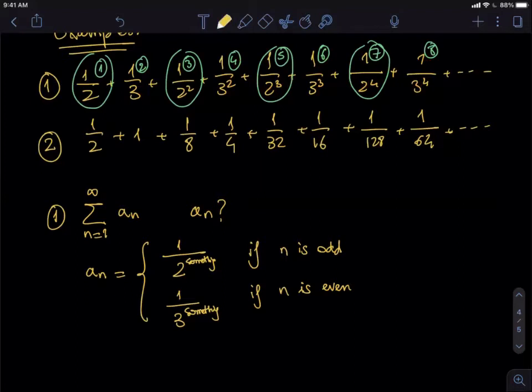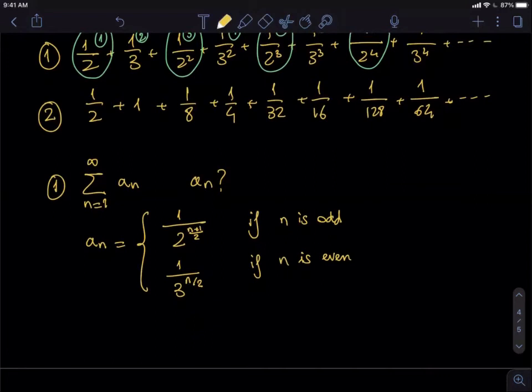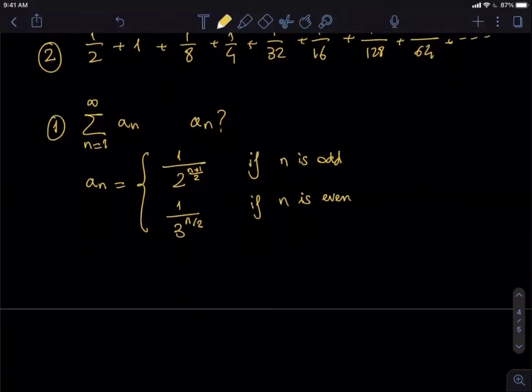So we take n and we divide by 2. On the first, the exponent is 1. On the third, the exponent is 2. Fifth, the exponent is 3, and so on. So this is basically half of the next term in the sequence. So it's (n plus 1) divided by 2. So this is our general term for the sequence.